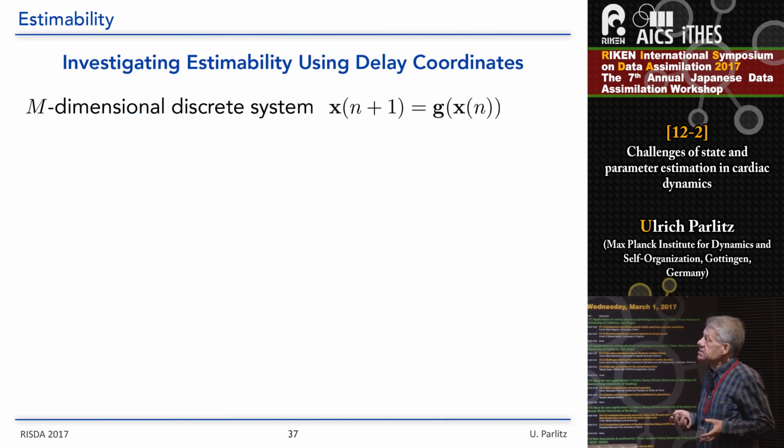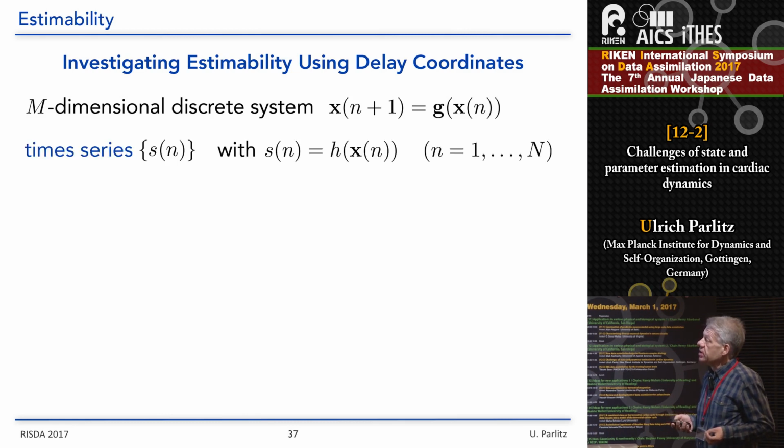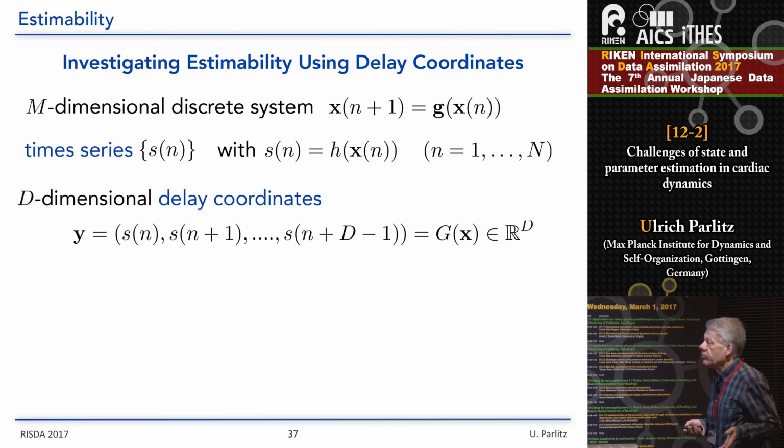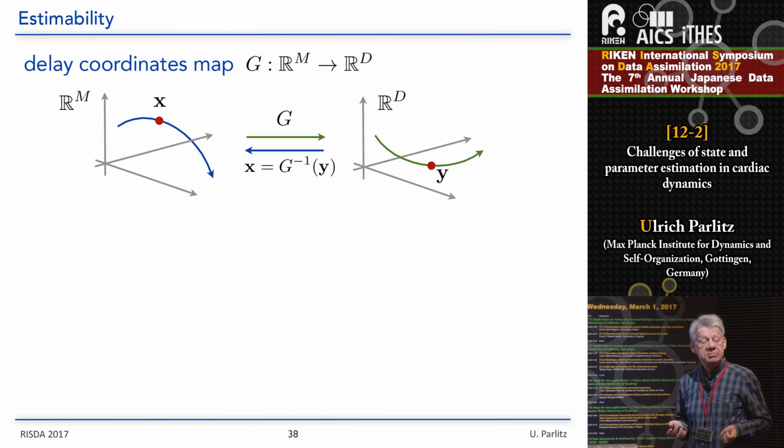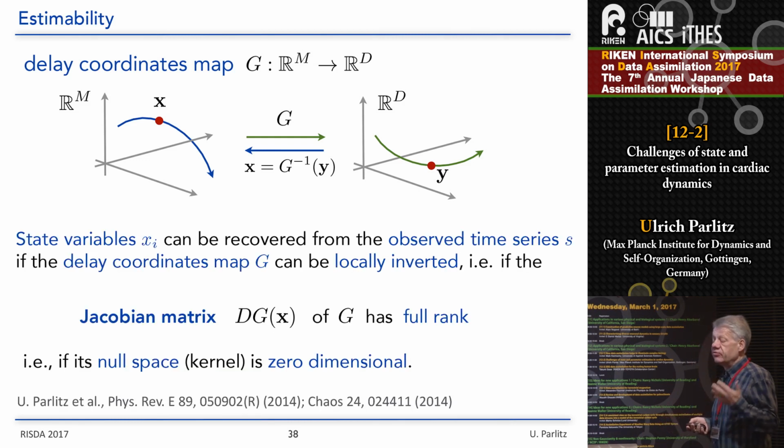So let's have a look at the discrete dynamical system which generates this dynamics, and you can obtain a time series by observing the state with an observation function h, and then you can form the delay coordinates map in a d-dimensional space. So you map basically the original state space to a reconstruction state space by this map. And actually, we are interested in the opposite direction, because we want to use the observations to get back to the original state, to estimate it. So we need the inverse delay coordinates map. And the question is, is it invertible, at least locally?